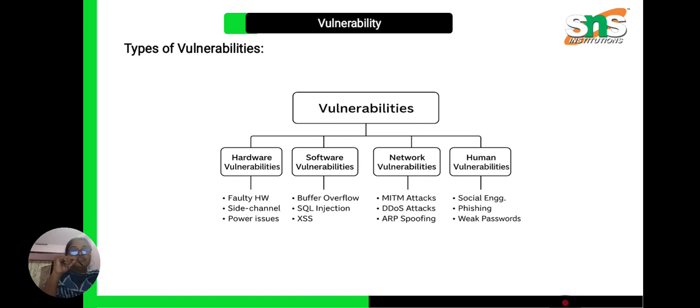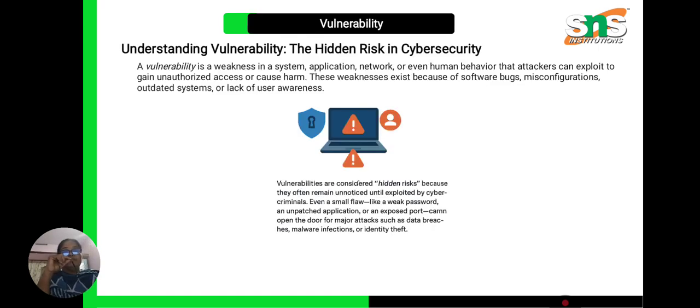This picture clearly shows the types of vulnerabilities, which are broadly classified into 4 types: hardware vulnerabilities, software vulnerabilities, network vulnerabilities, and human vulnerabilities. The last row gives examples for these different kinds of vulnerabilities, like side channel, SQL injections, DDoS, phishing attacks, weak passwords, etc. Let us now see about understanding vulnerabilities.